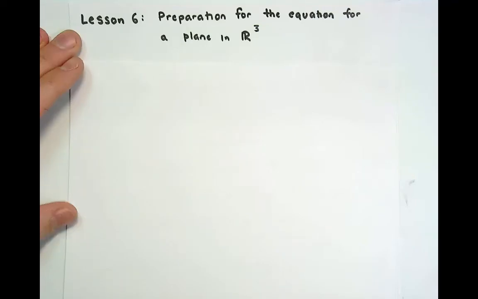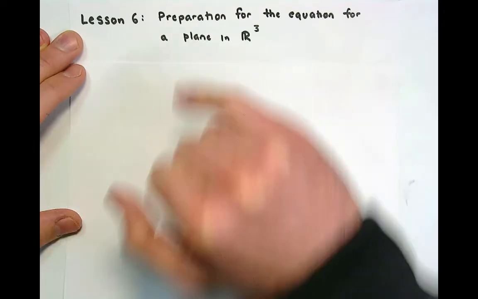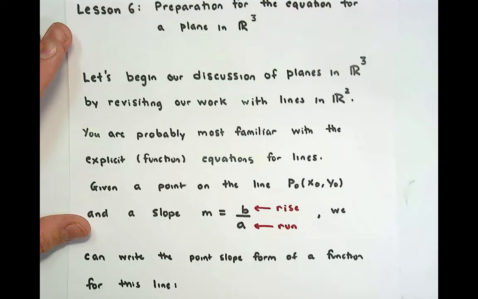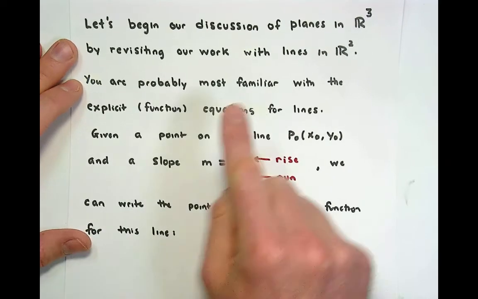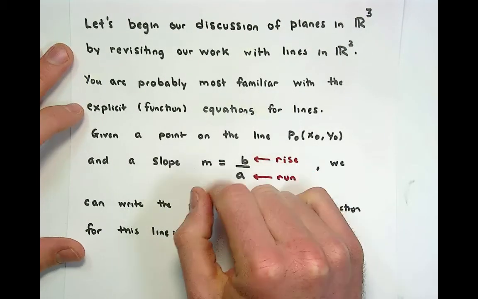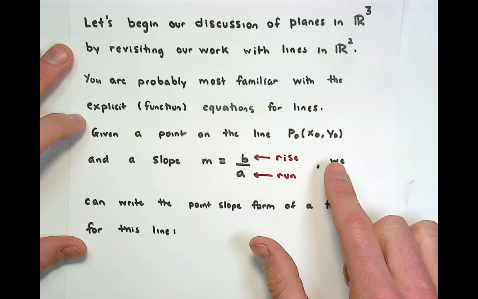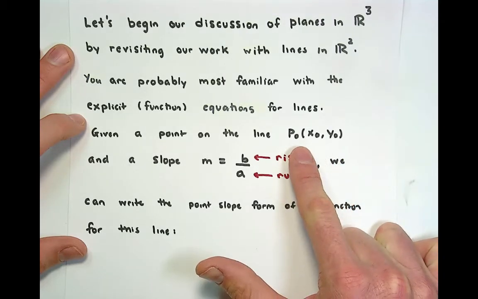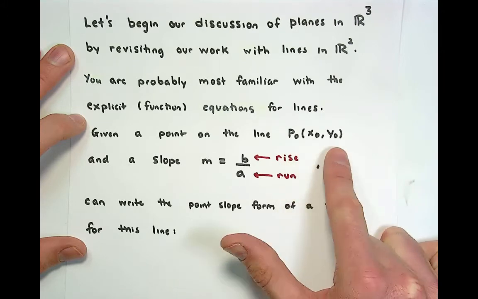Welcome back. In this lesson, we're going to prepare to derive the equation for planes in R3 by first looking at lines in R2. Let's recall that when we were talking about lines, you were probably most familiar with the explicit function equation for lines. This equation starts by looking at a given point. Let's call that point P naught, or P sub 0, which has two coordinates x naught and y naught.